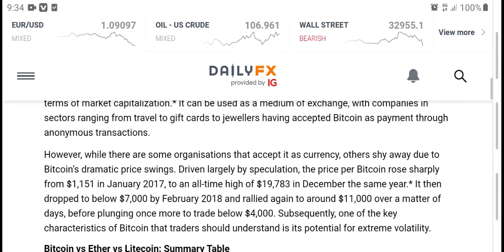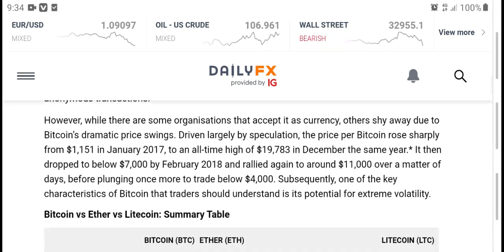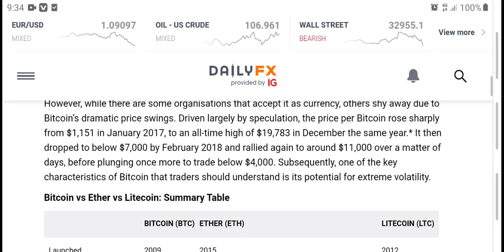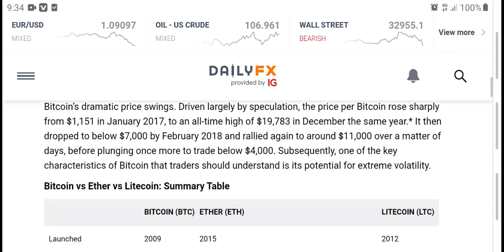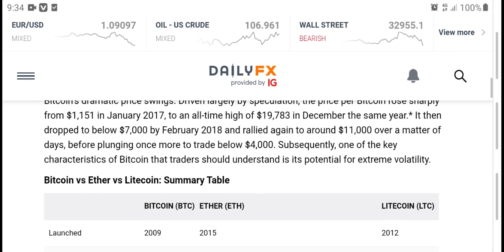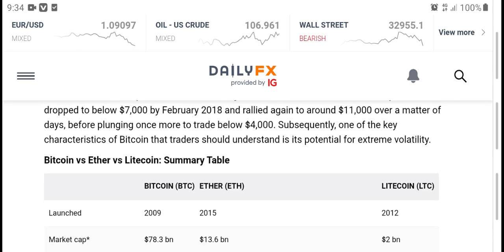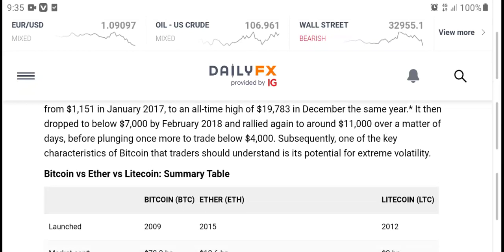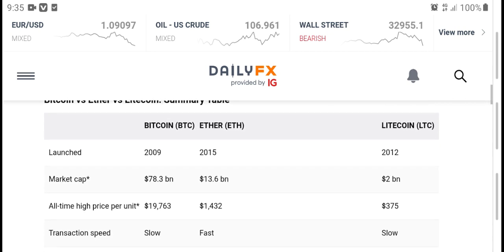Travel companies, gift cards, and major retailers have accepted Bitcoin as payment. Almost all transactions are accepted, though some others are not, due to Bitcoin's dramatic price swings driven largely by speculation. The price per Bitcoin rose from about 1,115 in January 2017 to an all-time high in December, then dropped and lifted again in February. Bitcoin traders should understand exchange volatility.